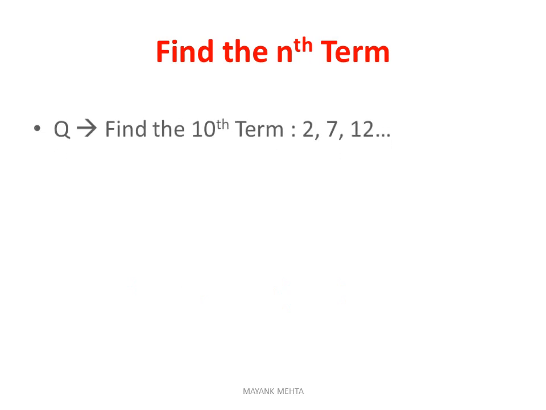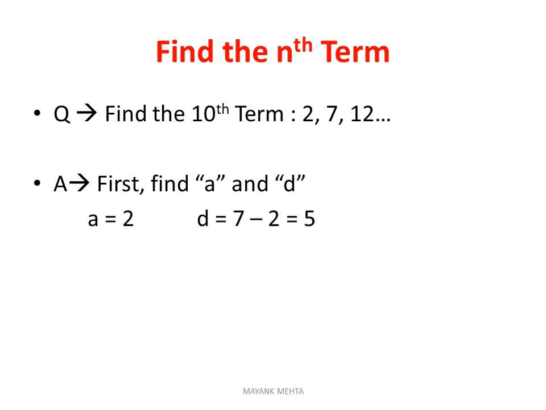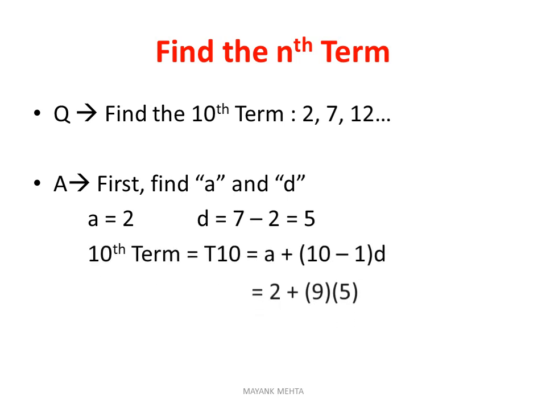Find the nth term. For example, find the 10th term of this AP. AP is given and you will need to find the 10th term. First, we need to find A and D of the AP. So here A is 2 and D is 5. Then write the formula. T10 is equal to A plus 10 minus 1 into D. That means in the place of A we will put 2, and in the place of n we will put 10 minus 1, that means 9, and D is 5. We will solve it. So it will be 47.